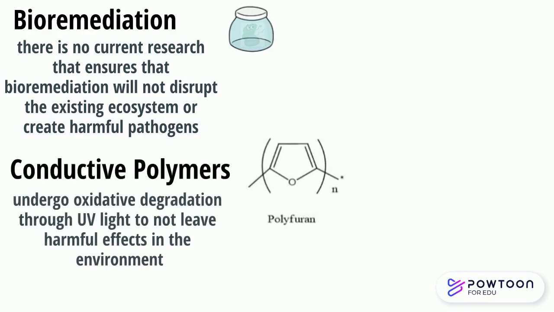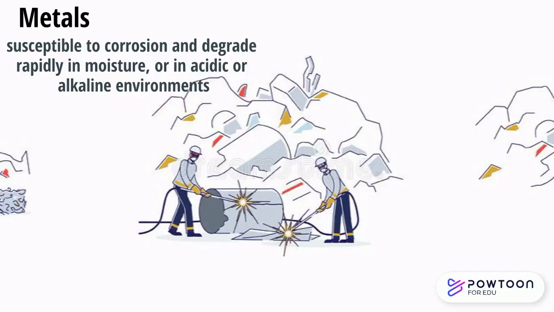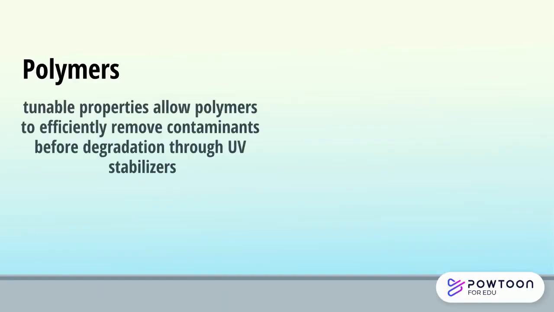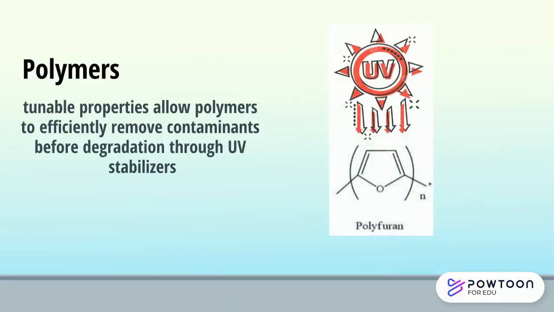Conductive polymers, on the other hand, undergo oxidative degradation through UV light exposure, so as to not leave harmful effects in the sites. Additionally, metals are not ideal for environmental remediation because they are susceptible to corrosion and degrade rapidly in moisture or in acidic or alkaline environments. Polymers possess the stability to efficiently remove contaminants before degradation due to their tunable properties. UV stabilizers can be applied to polymers to inhibit chemical reactions started by radiation absorption.